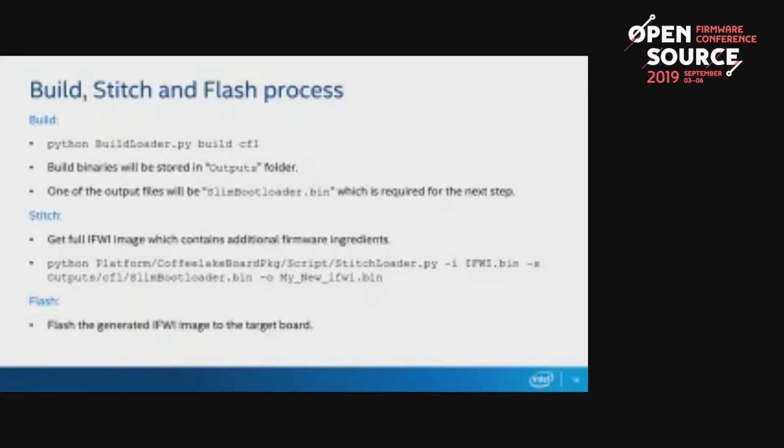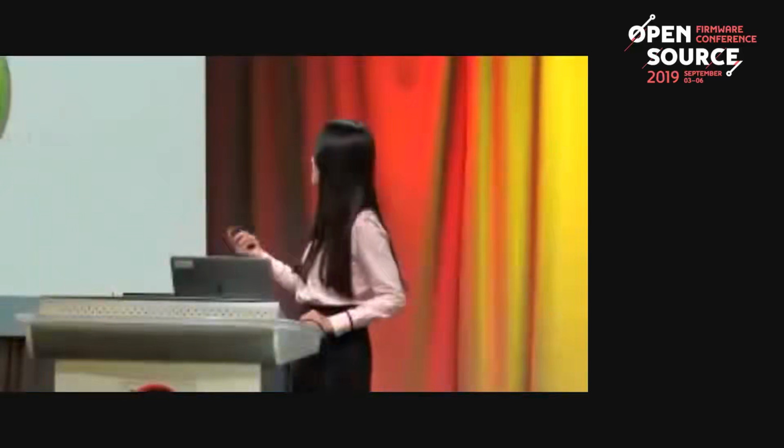Okay, so for stitching, firstly, you have to get a full IFI image. You can get it from Intel or you can read it from your board that contains the additional firmware ingredient. And you can stitch it with the command stated here. And lastly, you can flash the generated IFI image to your target board, and the basic porting for your mainboard is done.